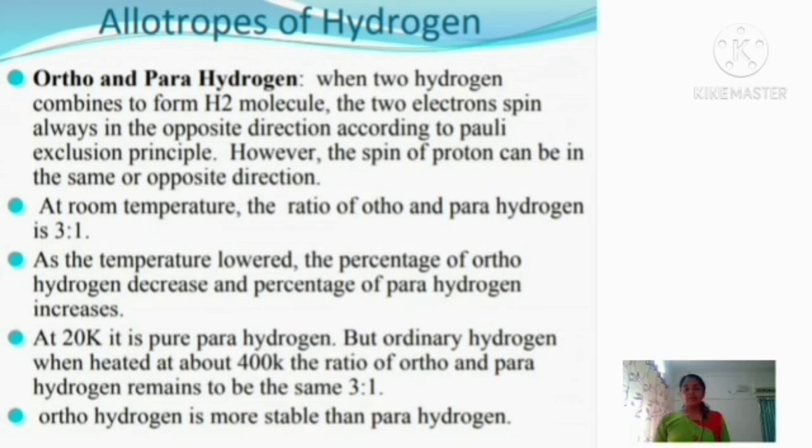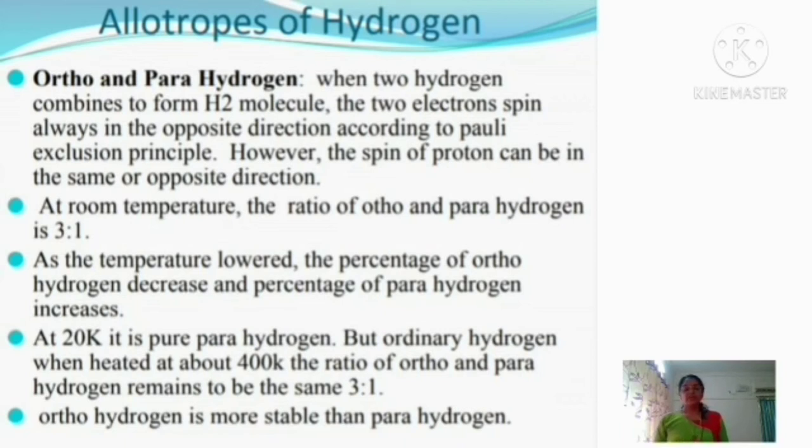But at that time, the spin of the proton, which is present in the nucleus, can be in the same direction or in the opposite direction. So, if the spin of the protons is in the same direction, it is termed orthohydrogen. And if the spin of the protons is in the opposite direction, it is termed parahydrogen.